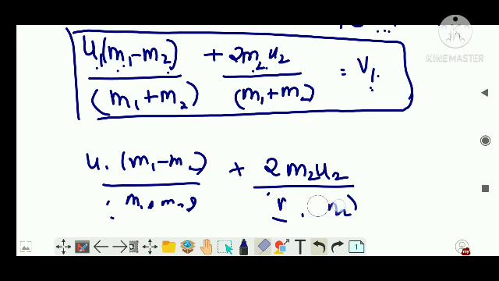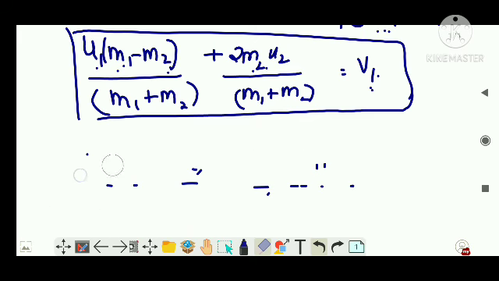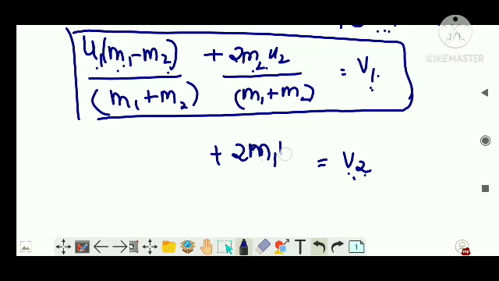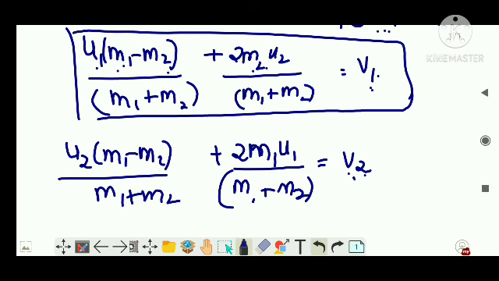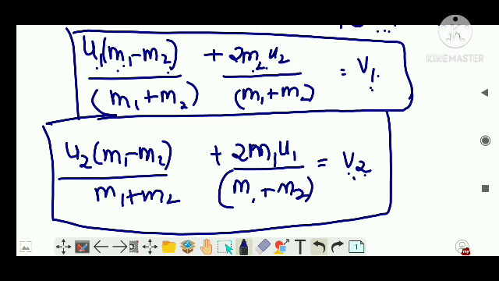It's very easy. I will tell you the same method you can use for the final velocity of the second mass. If I require v2, then in place of m2 I will write m1 here: 2 m1 u1 divided by m1 plus m2. Now the first term: when you wanted the first mass, you wrote its initial velocity. Similarly, u2 times m1 minus m2 divided by m1 plus m2. This is the second mass final velocity.